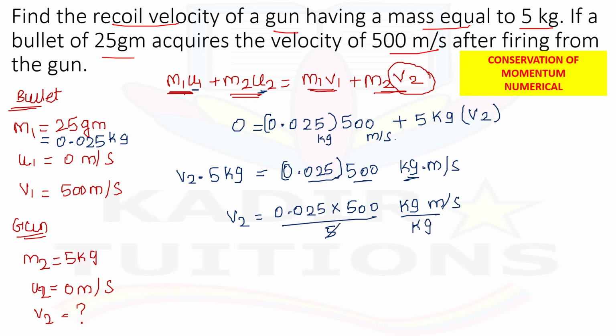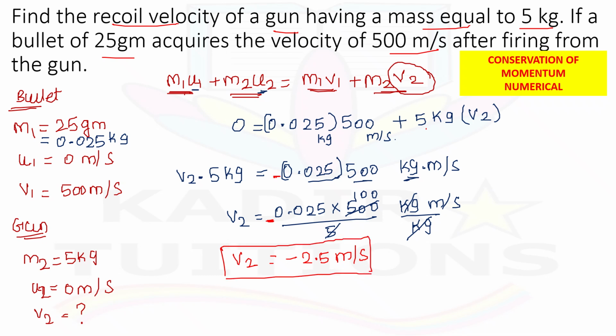So 500 divided by 5 will go 100 times. Now kg and kg get cancelled. And since we moved the 5 kg to the other side, there will be a minus sign, which we had missed. And 0.025 into 100 gives minus 2.5 meter per second. So we are getting the recoil velocity as minus 2.5 meter per second.